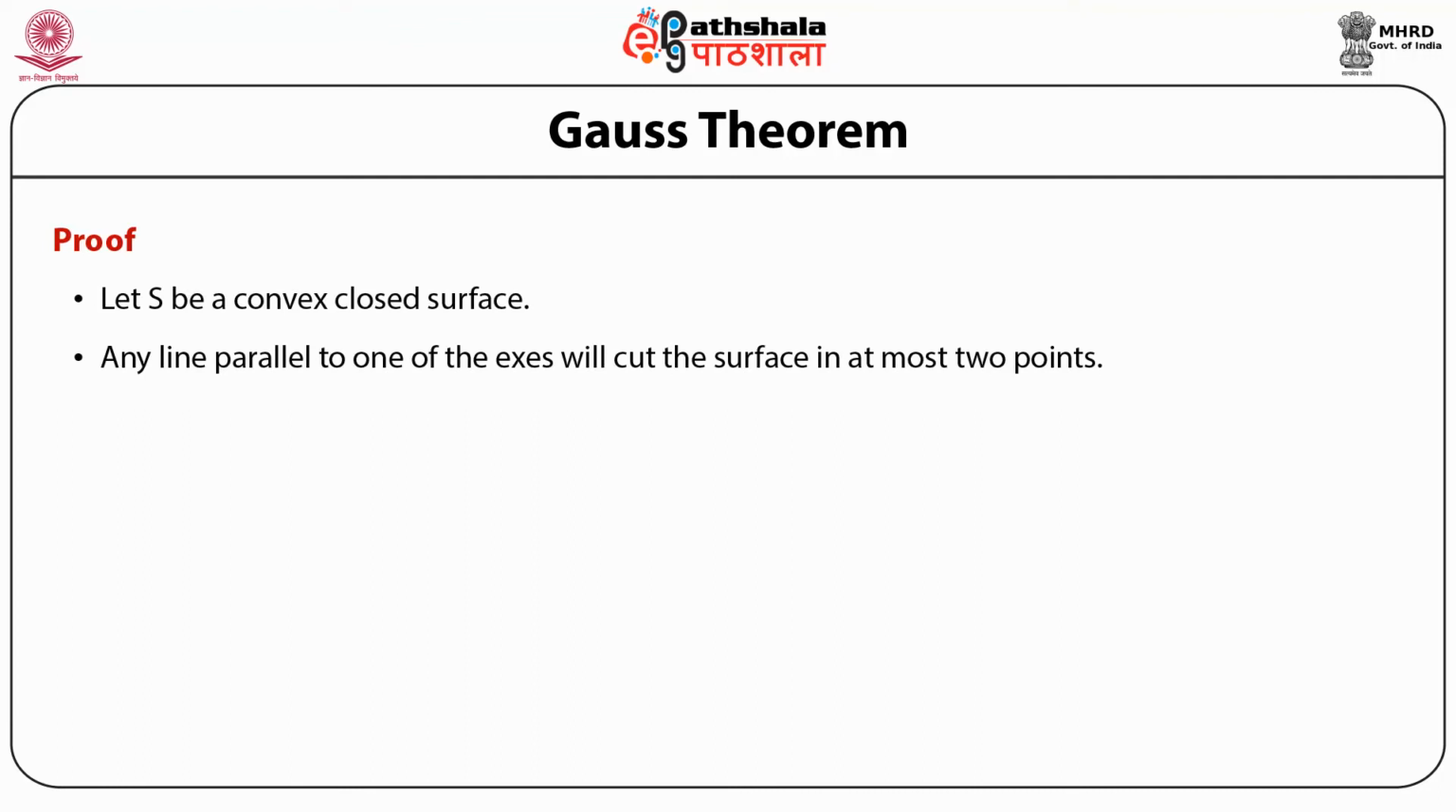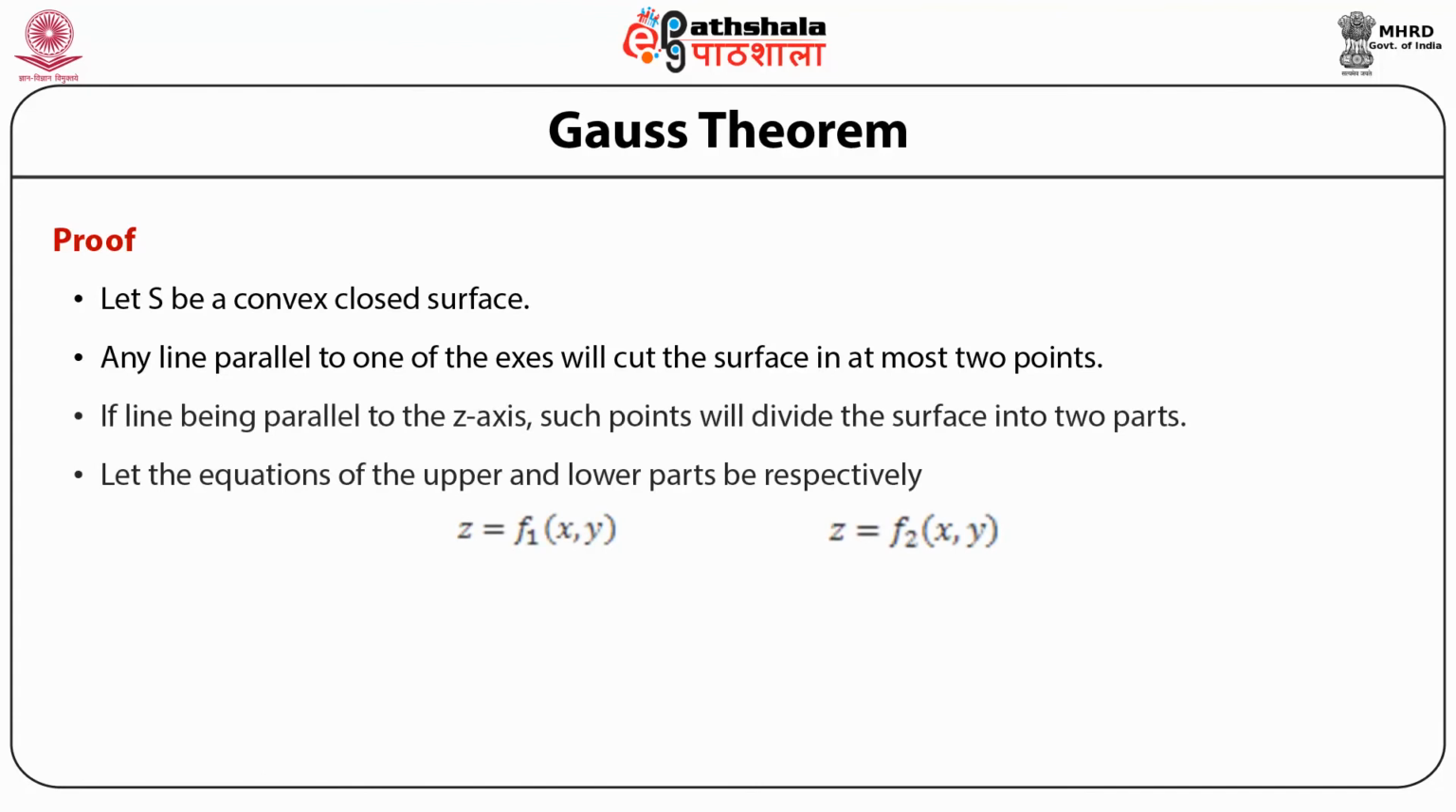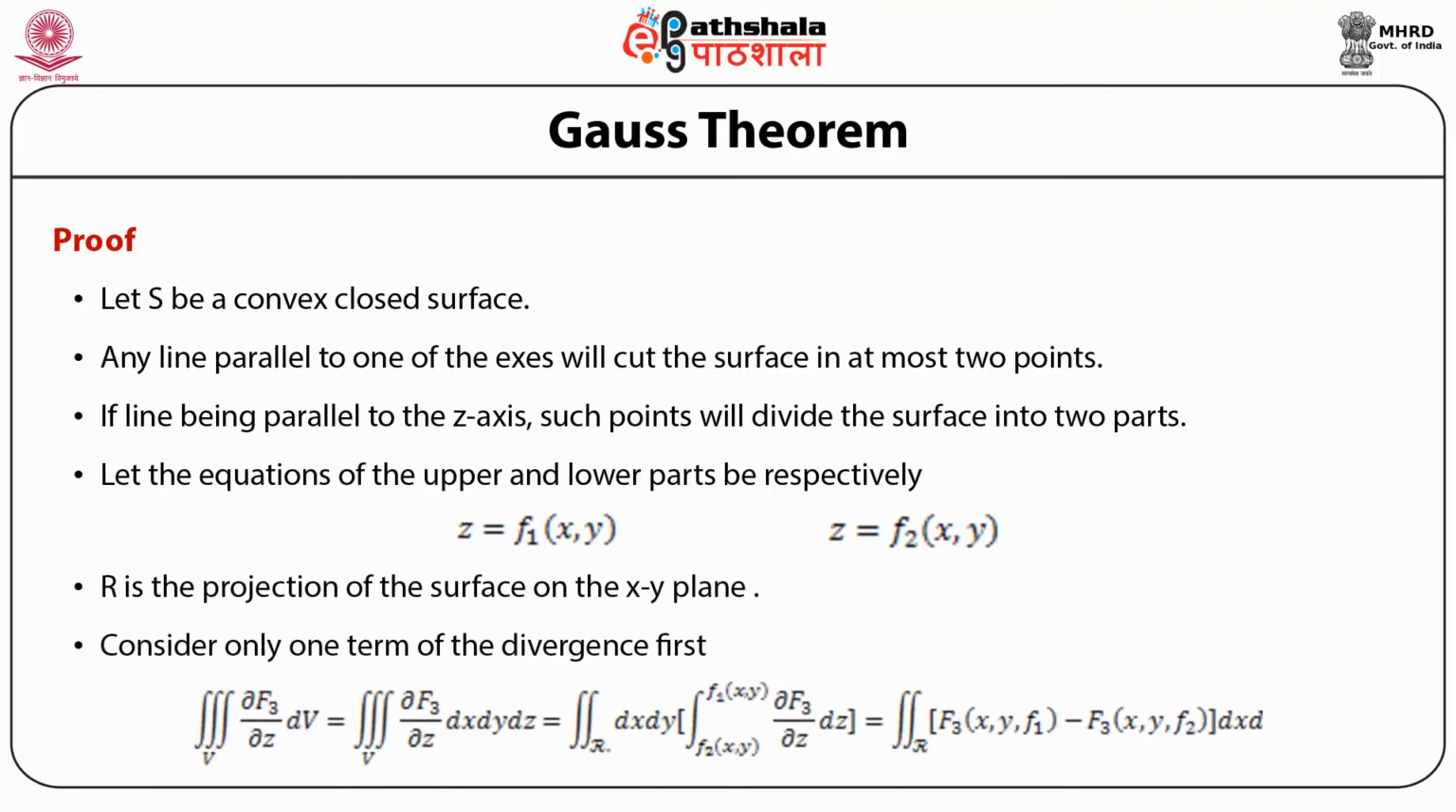Let S be a convex closed surface. Any line parallel to one of the axes will cut the surface in at most 2 points. In the case of a line parallel to the z-axis, such points will divide the surface into two parts, the lower and the upper part. Let the equations of the upper and the lower parts be respectively z equals f1(x,y) and z equals f2(x,y). Let the projection of the surface on the xy plane be R.